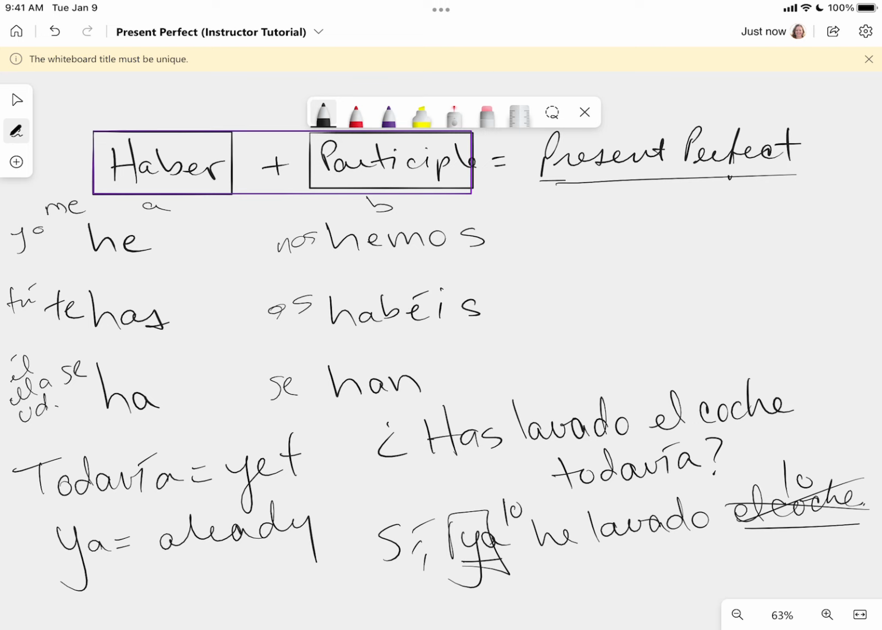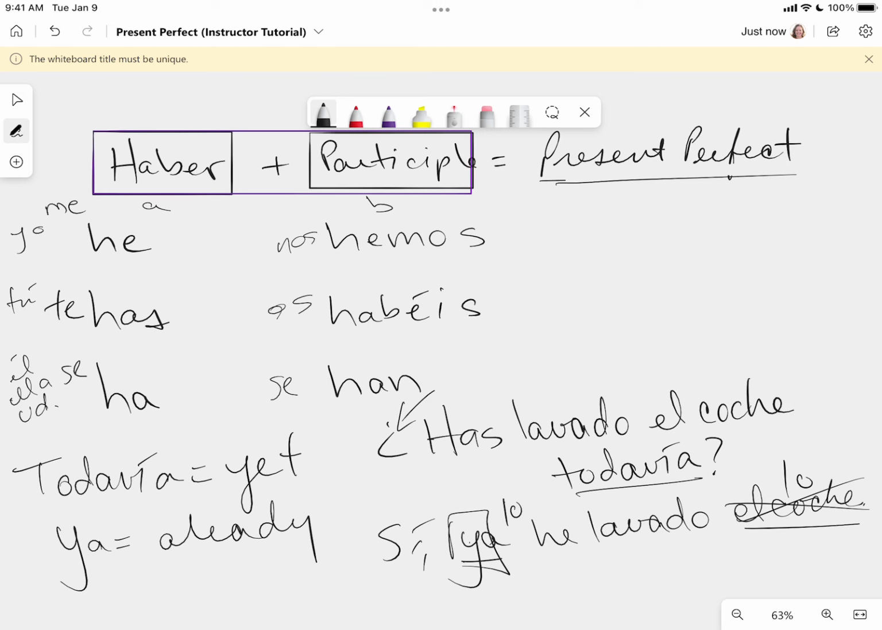So again, we might say todavía, and todavía can come at the beginning. ¿Todavía has lavado el coche? Yet, have you washed the car? It sounds kind of funny to me. I like to put it at the end, but it sometimes can go at the beginning. Ya can also come at the beginning or the end. Sí, lo he lavado ya. It could also be placed there.